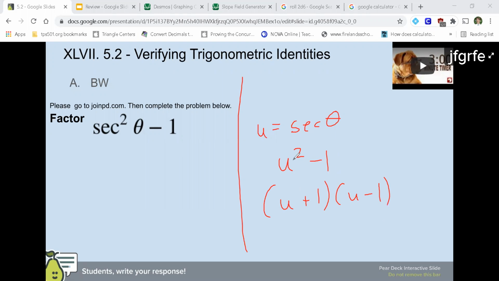U times U is U squared. U times negative 1 would be negative U, but positive 1 times U is positive U. So the negative U and the positive U cancel out, which is why there's no middle term. And then 1 times negative 1 is negative 1. So if we then substitute back, this will factor into secant theta plus 1 times secant of theta minus 1.